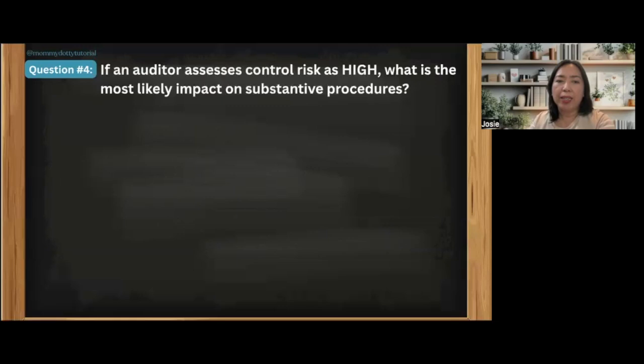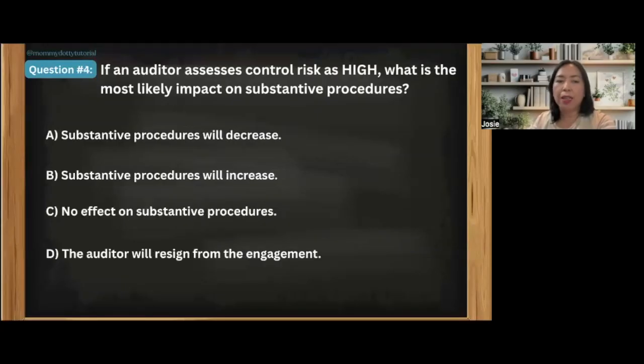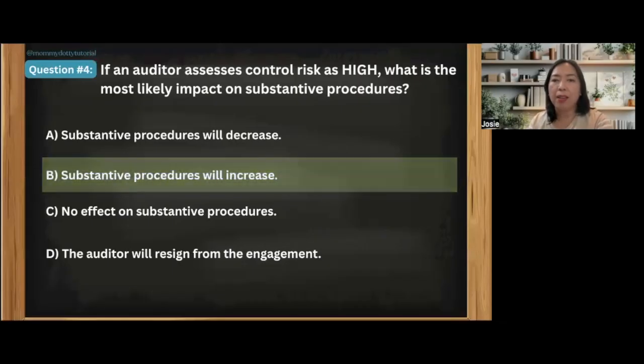If an auditor assesses control risk as high, what is the most likely impact on substantive procedures? A. Substantive procedures will decrease. B. Substantive procedures will increase. C. No effect on substantive procedures. D. The auditor will resign from the engagement. Okay, you may pause the video to think. The correct answer is letter B.